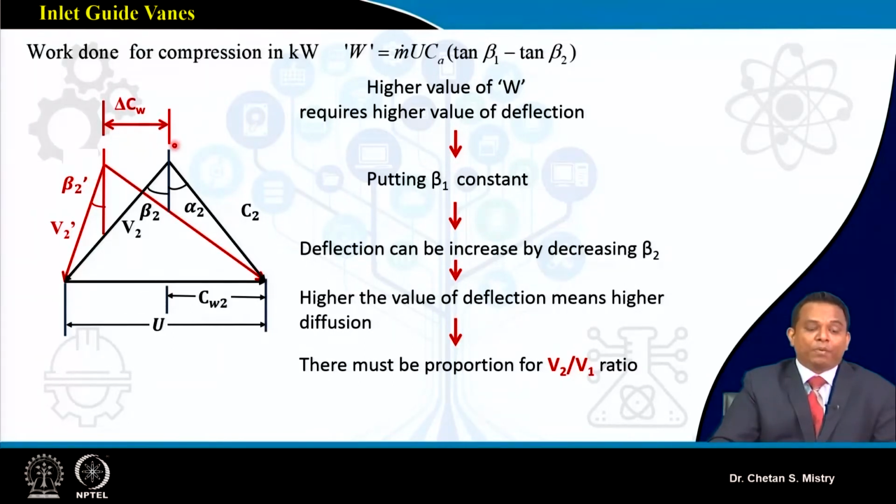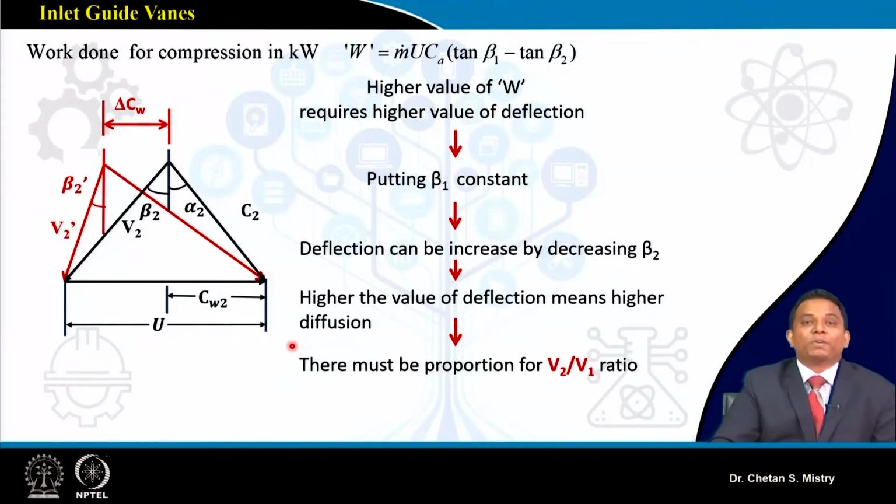So what is happening, just look, by doing that you are able to increase your delta CW. That is what we are looking for. But at the same time, look at my absolute velocity component, that is going to increase. So you will be able to achieve higher diffusion by reducing your beta 2. Now there is a proportion for having this reduction in relative velocity at the exit of the rotor.